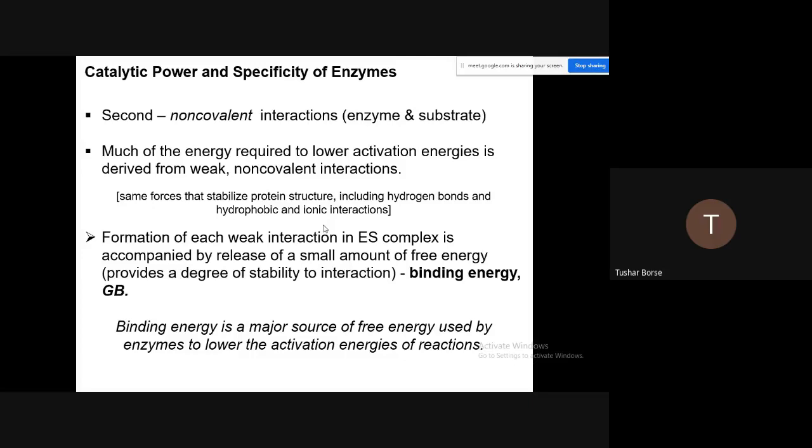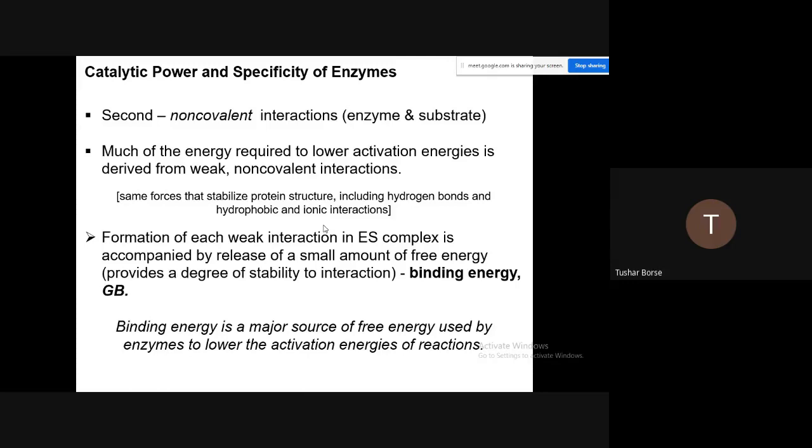So they could be your hydrogen bond, the ionic bond, the hydrophobic bond, van der Waals bond, etc. So all those interactions are responsible for binding the substrate to the enzyme active site. Okay, now whatever may be the case, whether it is the formation of a covalent bond or the formation of a non-covalent bond.